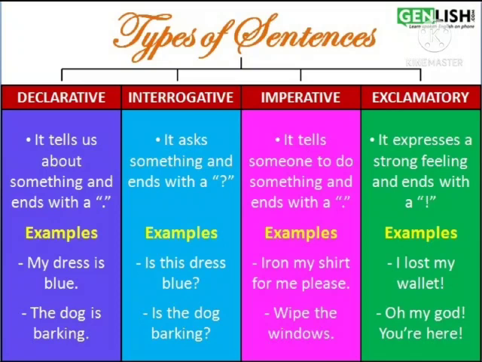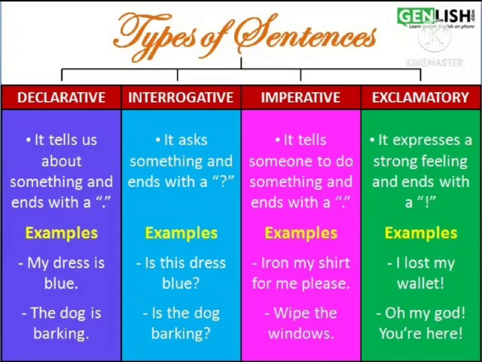The dog is barking. Here also it's a simple statement and it ends with a full stop. So it's a declarative sentence. Declarative sentences are statement based sentences and they always end with a full stop. Most sentences are declarative. Whatever general discussions, general sentences, those are declarative sentences. Statement based sentences are called declarative sentences.